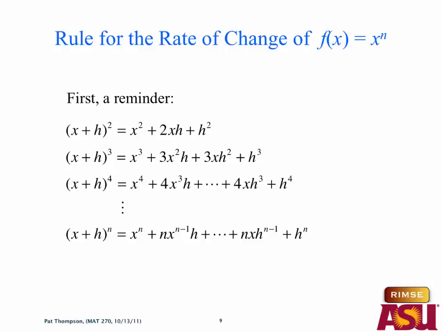Then there's a bunch of coefficients. We don't need to talk about the coefficients; there's a formula for them, but we don't have to worry about that. In general, we know there's x to the n at first, h to the n at the end, and as you go term by term, the power of x goes down by 1 and the power of h goes up by 1 for each term. All right, so we're going to need that formula to find the rate of change function for f when it's of the form x to the n. Okay, ready?